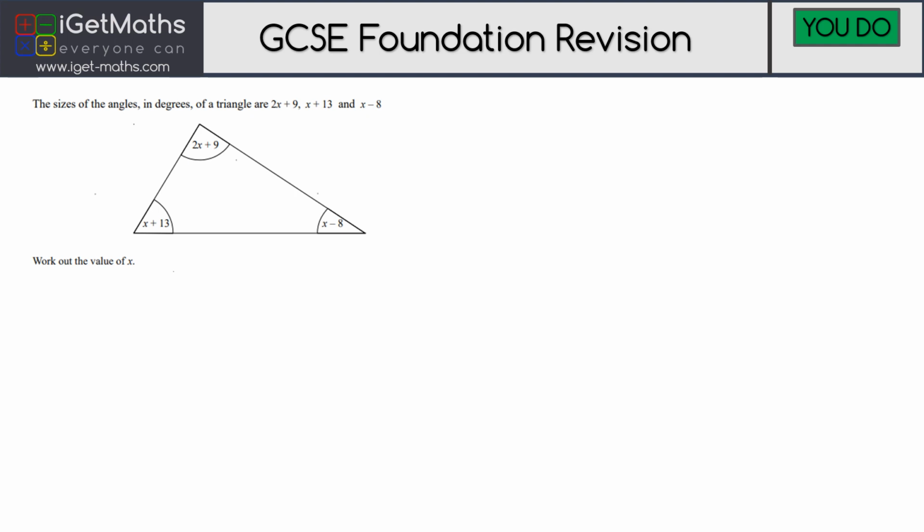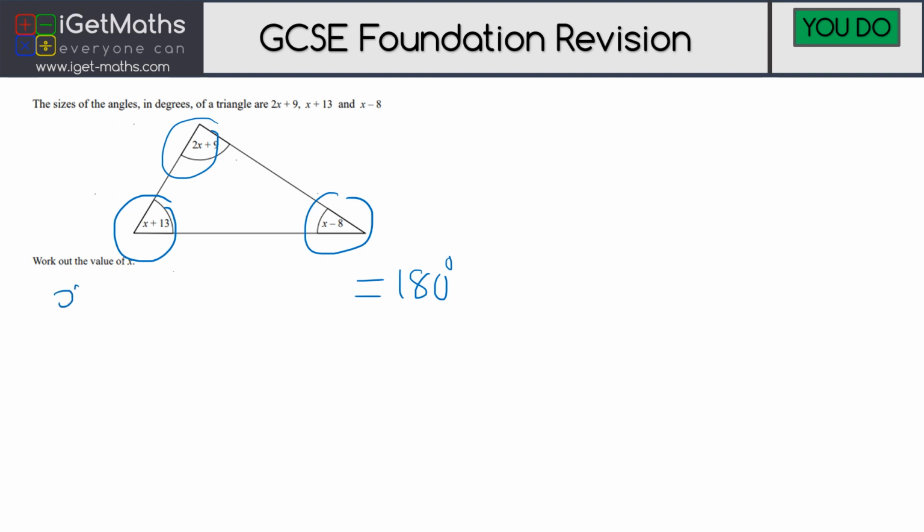Okay, pause the video and have a go at your question. Okay, so your question says the sizes of the angles in degrees of a triangle are 2x plus 9, x plus 13 and x minus 8. Work out the value of x. So we know angles in a triangle add up to 180 degrees. So we need to make sure that when we add all three of these, they add up to 180.